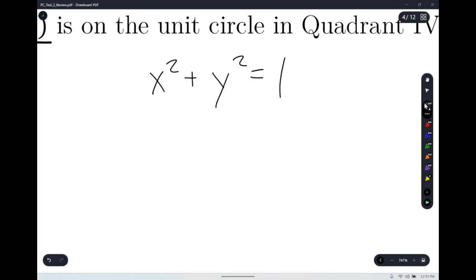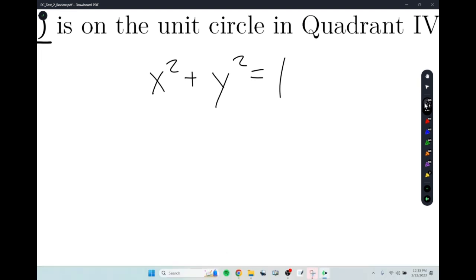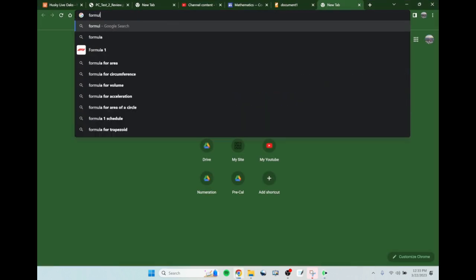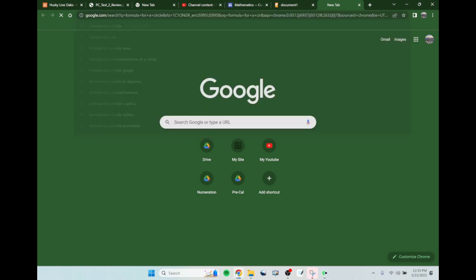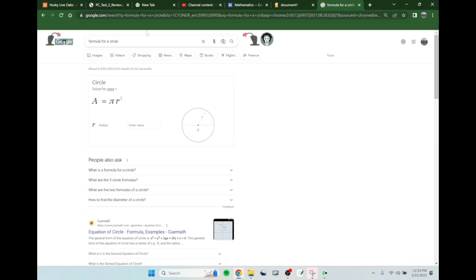Yeah? Has anybody ever looked up the formula for a circle? What is it? I think radius squared. I think, but I could be wrong about that. It might just be radius. I don't remember geometry class. Formula for a circle? Not area. Equation of a circle. There it is.